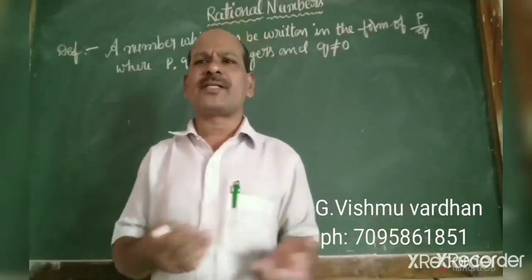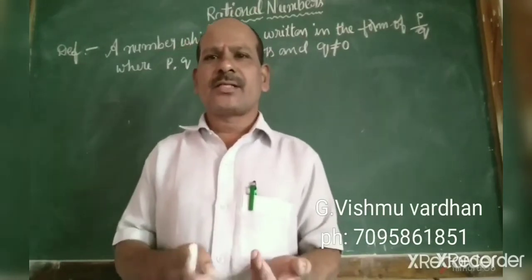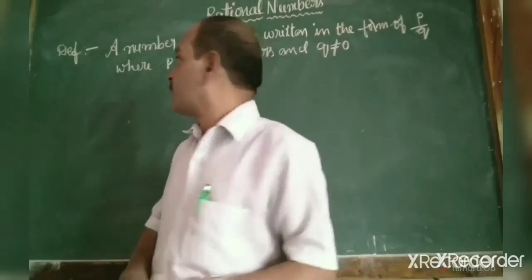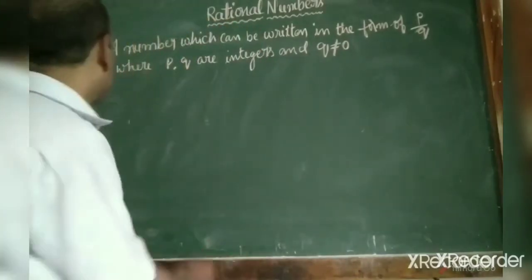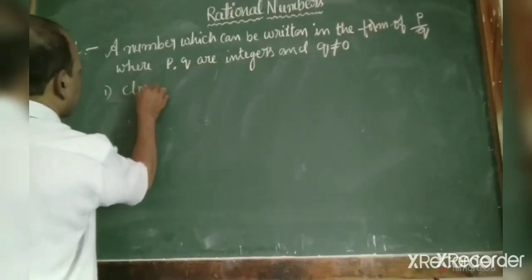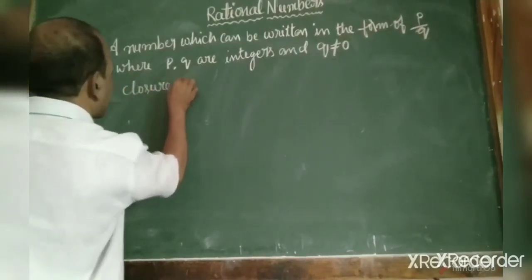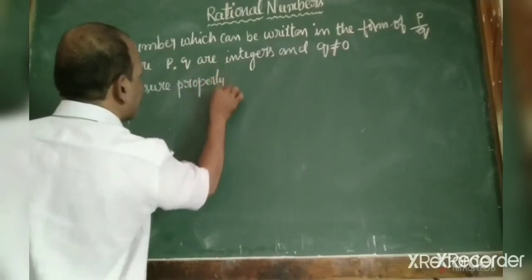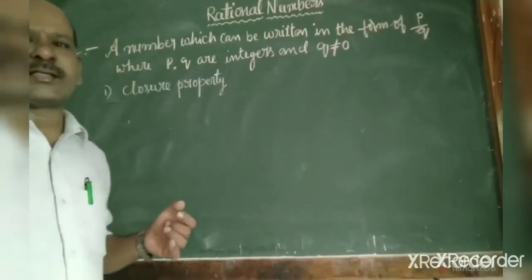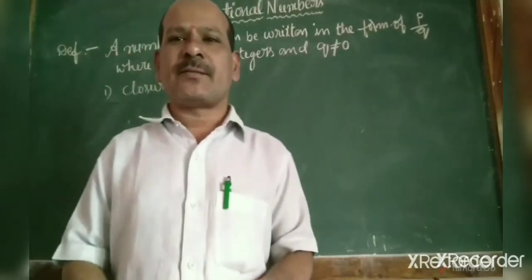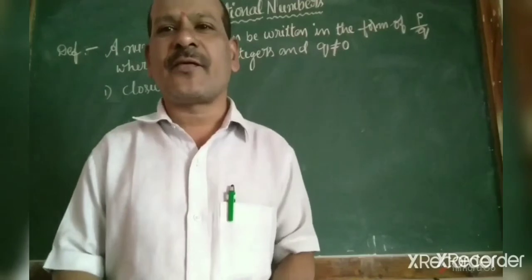Actually, the four basic operations are addition, subtraction, multiplication and division. The first property of rational numbers, that is closure property. Okay. Now let us check whether this closure property is applicable for addition, subtraction, multiplication and division. First, let us start from addition.